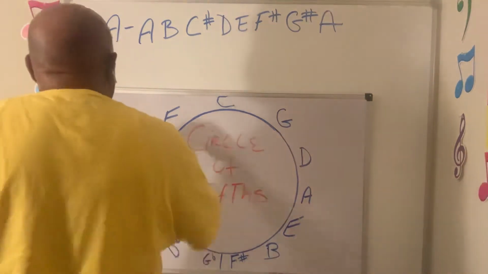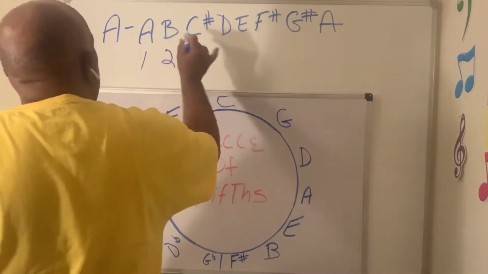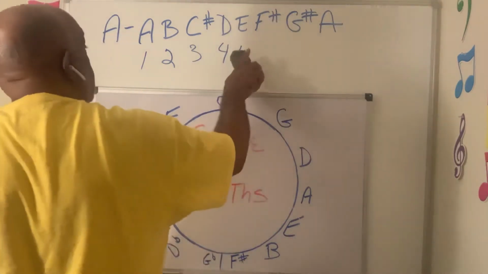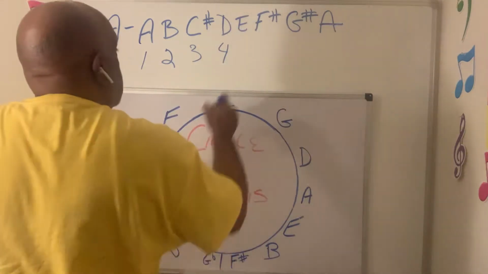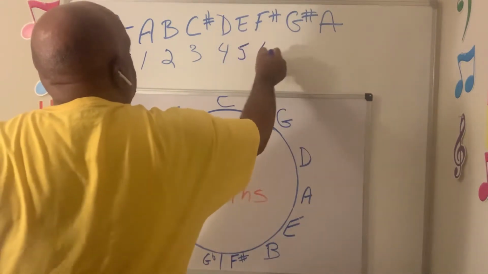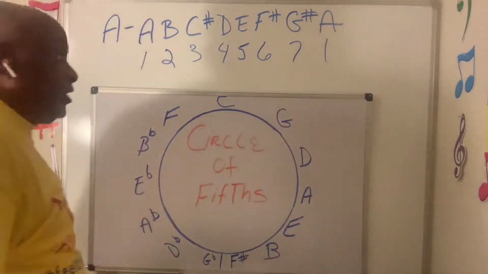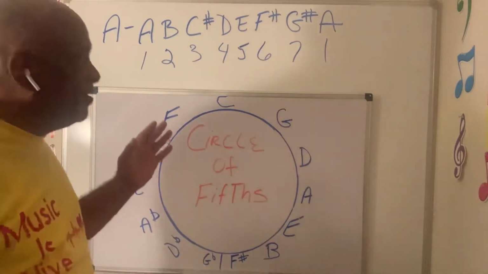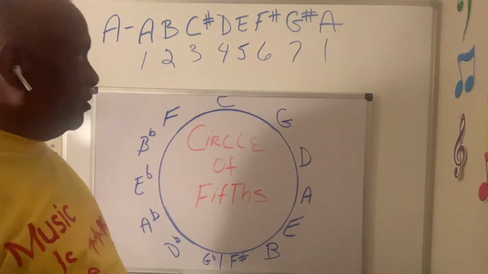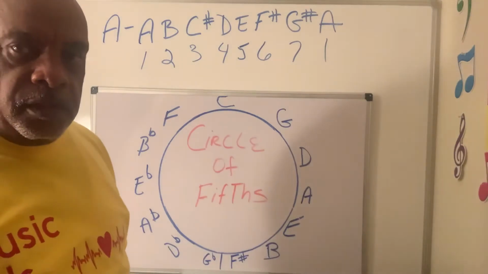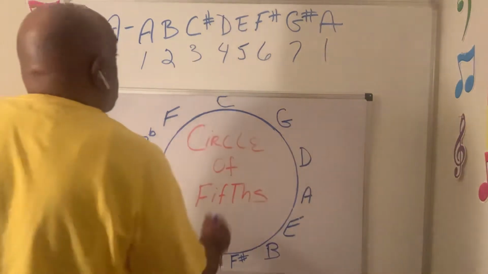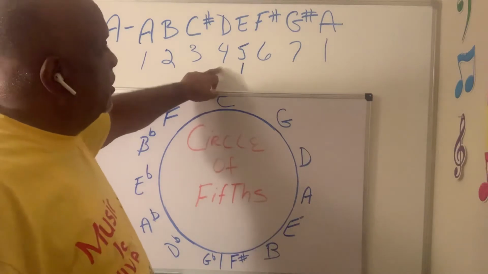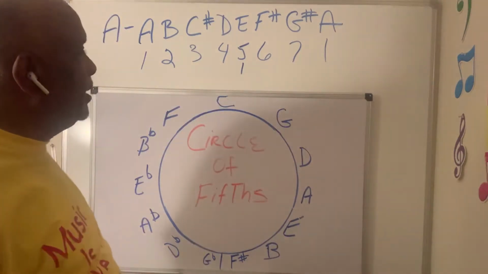So let's put the number system under it. A is 1, B is 2, C sharp is 3, D is 4, E is 5, F sharp is 6, G sharp is 7, and back to the 1, which is A. So what is the 5 of the key of A major? A is the 1, B is the 2, C sharp is the 3, D is the 4. The 5 of A major is E.